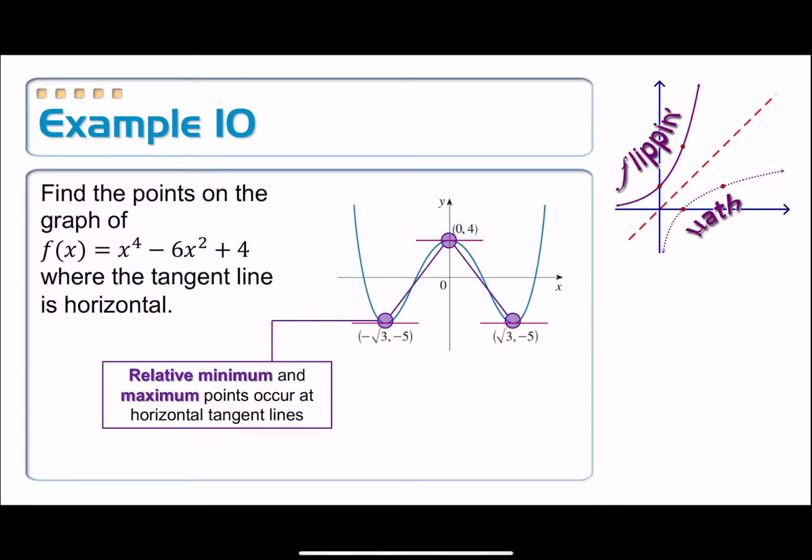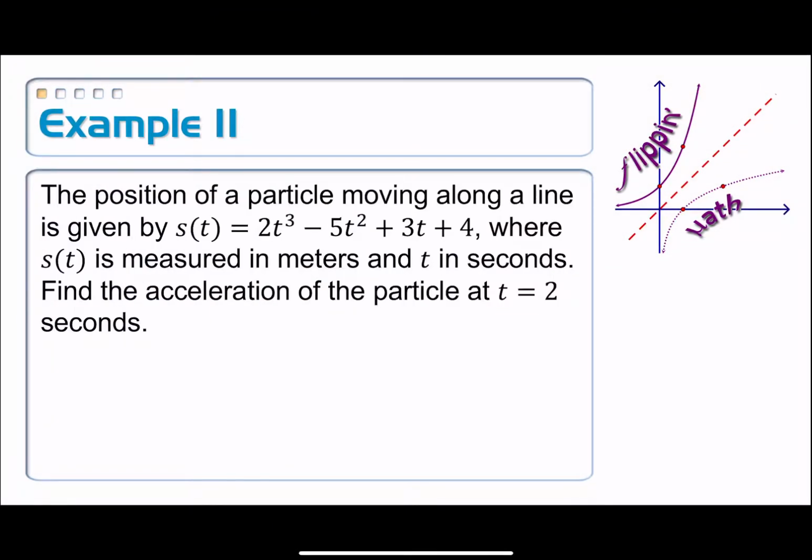All right, we're going to do just one more example. Please, I beg you, just one more. Yes, let's do one involving some rectilinear motion. The position of a particle moving along a line is given by s of t equal to a cubic polynomial, I'm not going to read it off, where s of t is measured in meters and t in seconds. Find the acceleration of the particle at t equals 2 seconds.